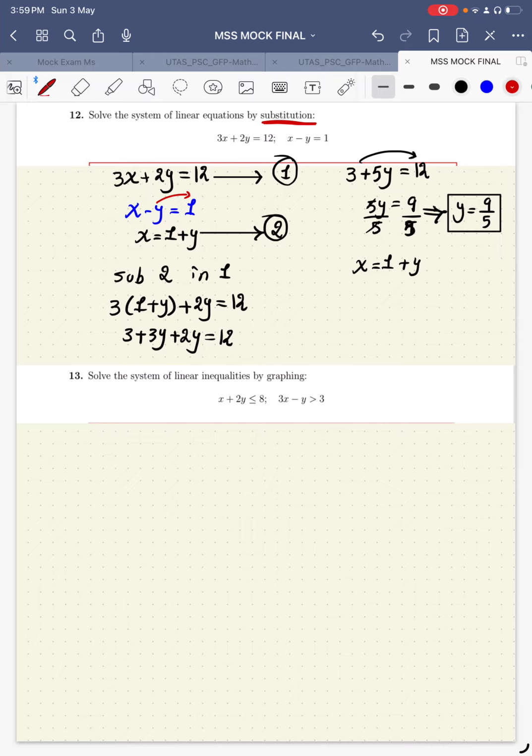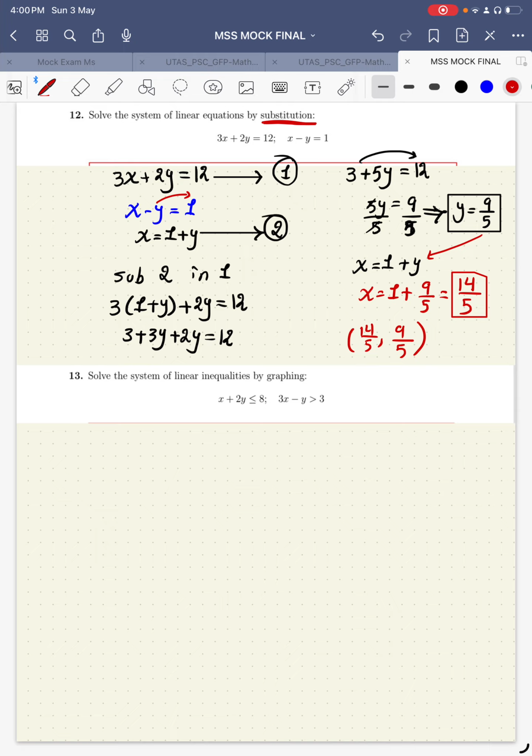Now I know the value of y, so I'm going to substitute it here. So I'm going to have x equals 1 plus 9 over 5, which, if I use the calculator, gives me 14 over 5. So that's the value of x as well. Now I found the value of y and x. I can express them as a point: 14 over 5 for x and 9 over 5 for y. Now let's go to question number 13.